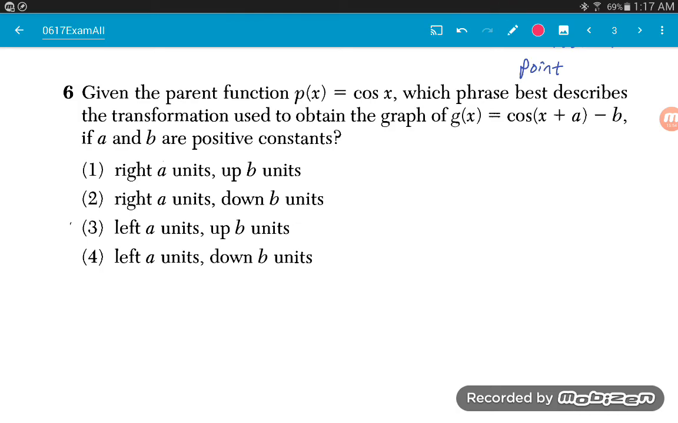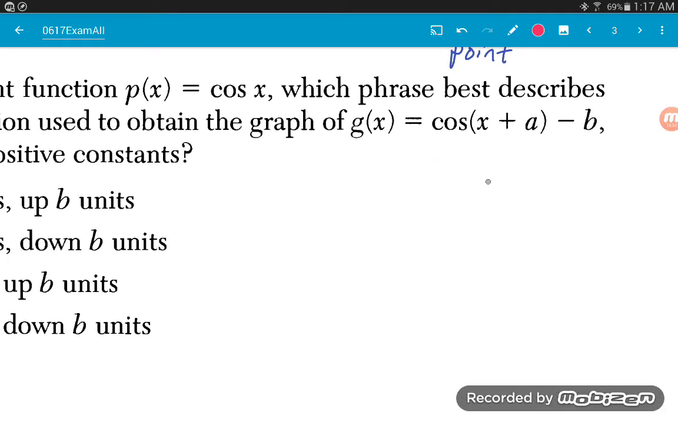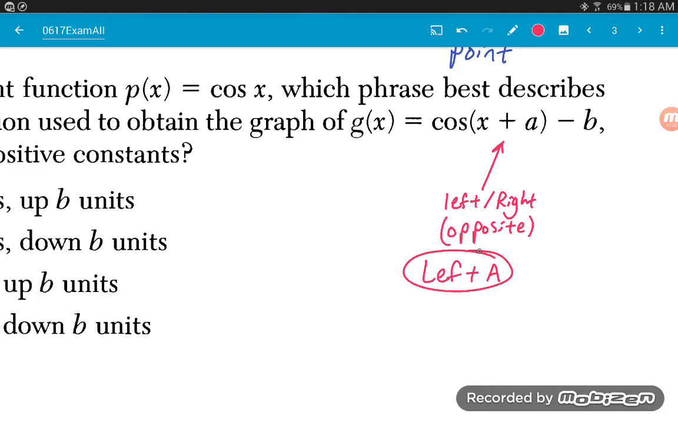So if I'm looking here, you need to remember transformations on the inside are left and right, and they're also opposite. So on the inside, they're opposite. If you're thinking left and right, you would normally think that plus a would go to the right. But plus a goes to the left a. So it's going to the left a units, whatever a is, 5, 100, it doesn't matter. It's going to the left a units.